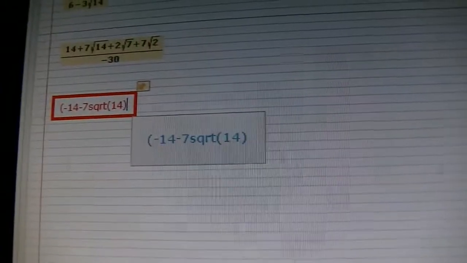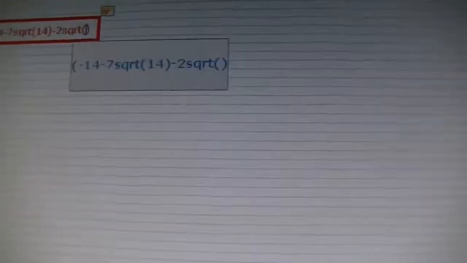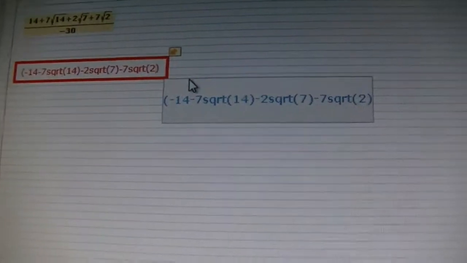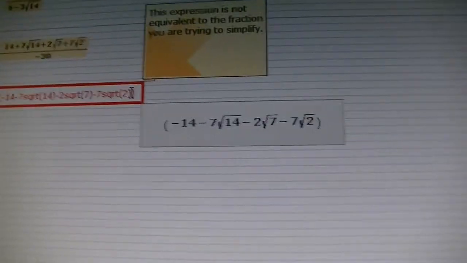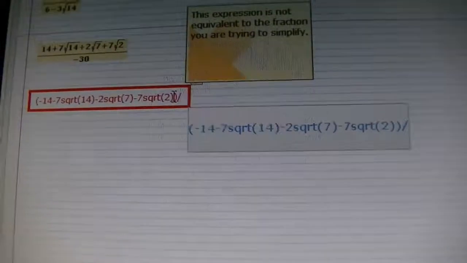And then negative 2 square root again. And then go outside that parenthesis and type negative. Okay, I think we've got it. Now we just need a parenthesis at the end there. And I need a tripod. Sorry for the jerky camera here. And then we do the division sign and 30.